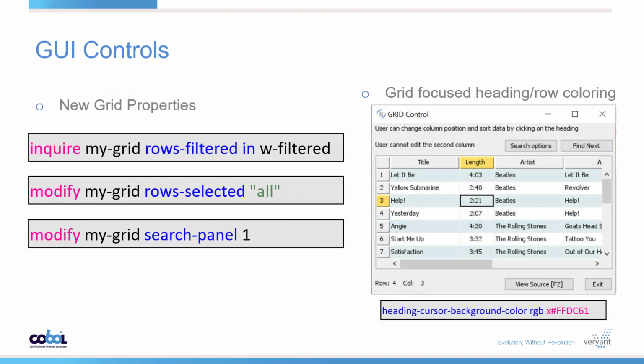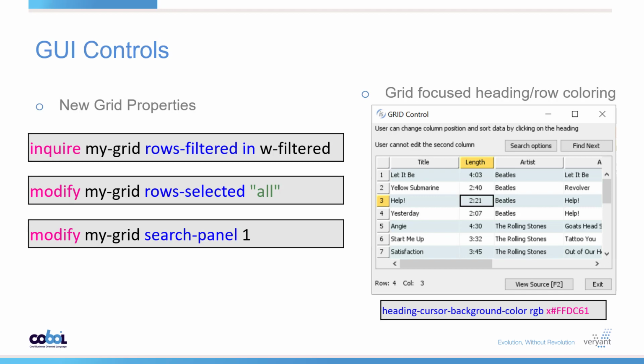Another one of those standard controls that's constantly changing is the grid. And we've added some things to our grid in 2020 R1. Now that the user can set a filter to filter out rows of the grid, there's a new inquire property called rows filtered to find out which rows are currently visible, if there are even any filters on the grid.